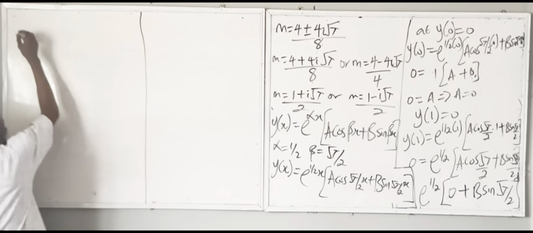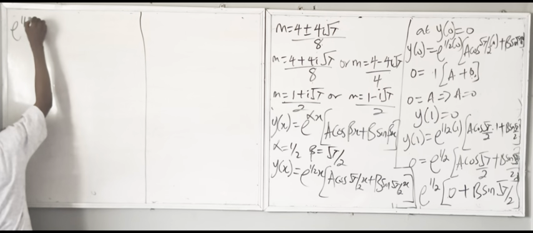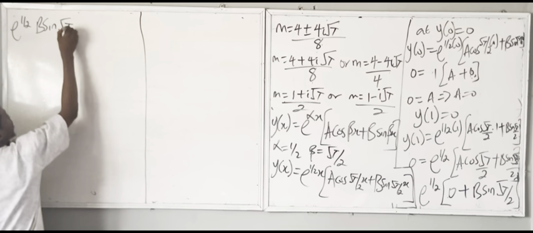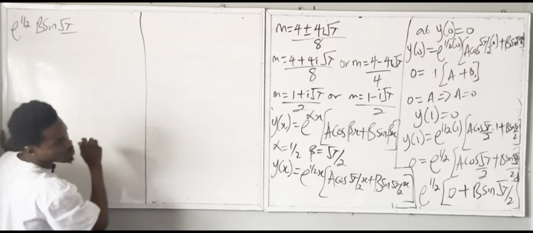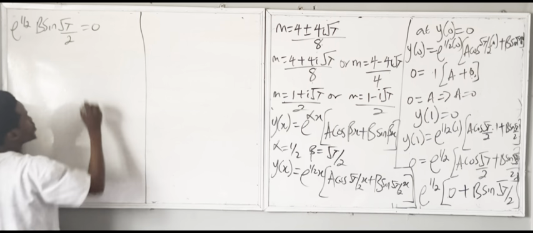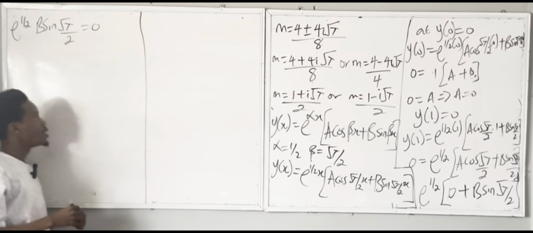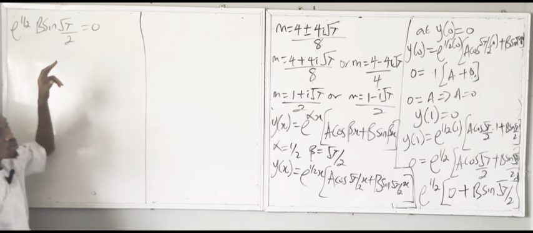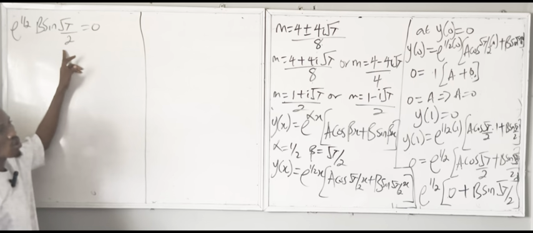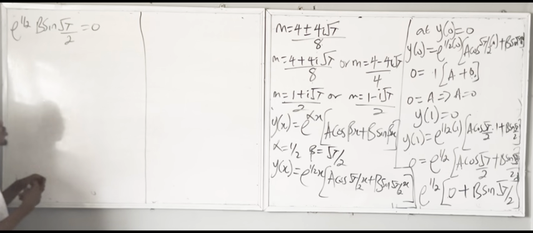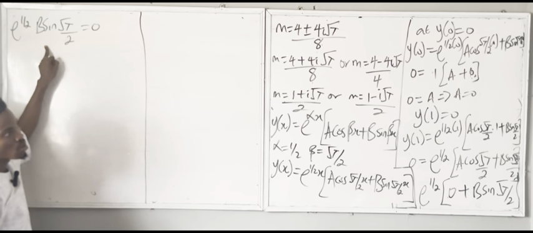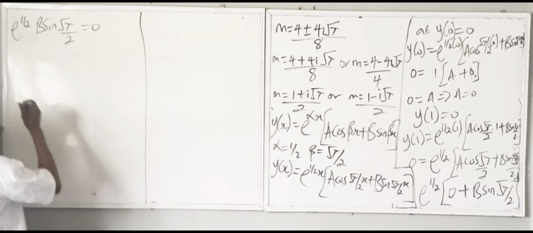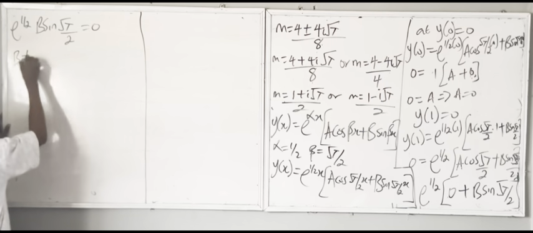So I have exponential 1 over 2, multiplied by B sine of square root of lambda over 2, and that is equal to 0. So for me to get my B here, I can divide both sides by exponential 1 over 2. I'll get my B as 0. But I don't want this to be a trivial solution. Because my A is already 0, my B can never be 0. So how can I make B not equal to 0?